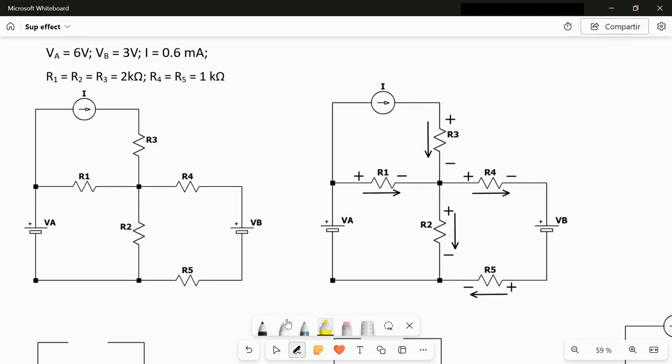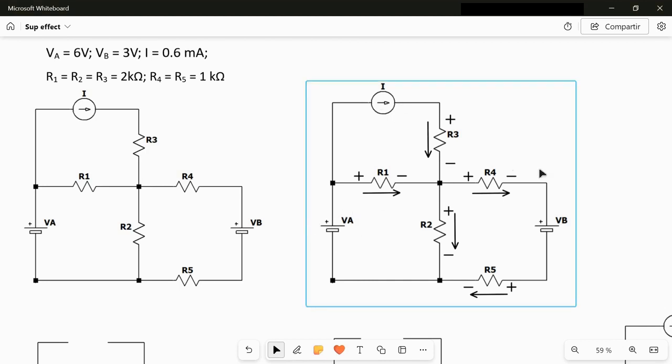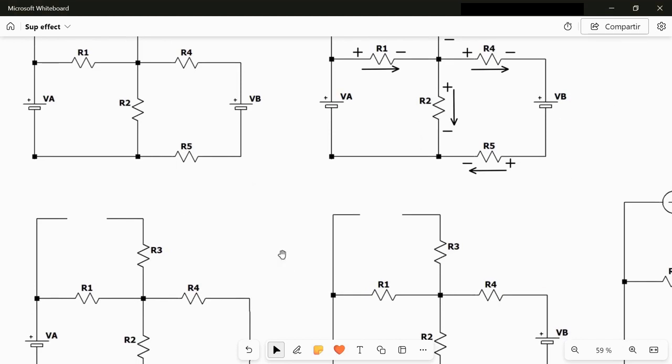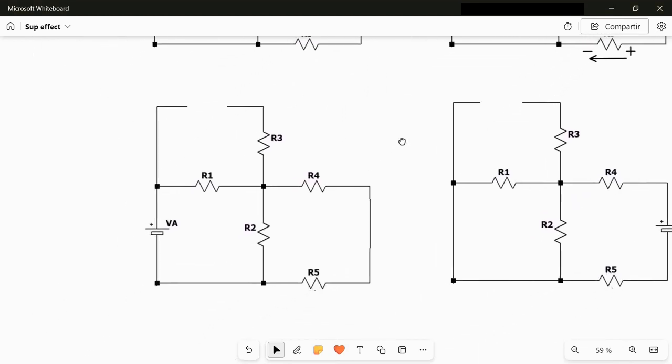Okay, so let's see how we consider the individual contribution of each source to the circuit. We have to keep one of the sources on at a time and turn off the other two. So we will have basically three cases. Let's start with the first one. The first one that I decide to consider is the one in which I keep VA on and I turn off the current source I.